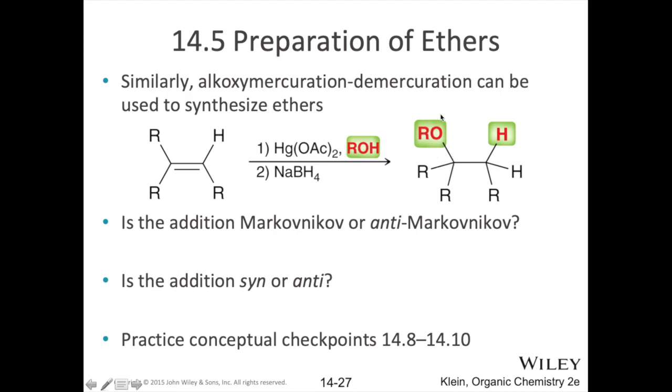In terms of where that alkoxy group goes, well, in the mercuration step, remember it's going to be an anti-addition because the mercury center takes one side of the alkene, and so the alkoxy group would add to the other side. However, the sodium borohydride step, the demercuration step, is not stereoselective. So you actually get a mixture of syn and anti products there. So that hydrogen isn't necessarily cis or trans to your alkoxy group.